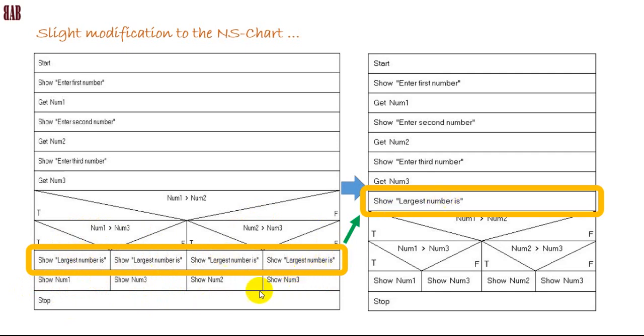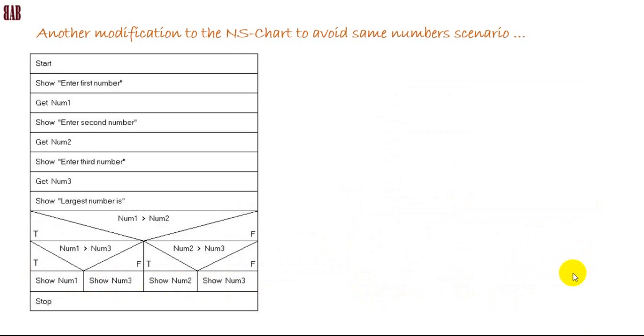If this also was the same, then we could have brought it here. But that is not the case in this case. These are all different. Therefore, we are just leaving it for the condition to decide and go through the correct side. Is that okay? Right.